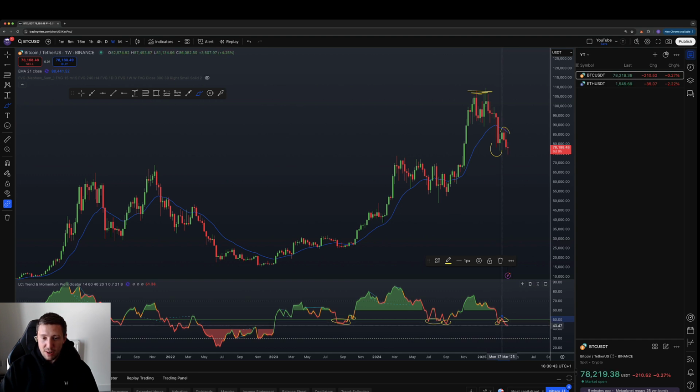Now, of course, the only disadvantage with these higher timeframes is that you're going to be getting in and out quite late.